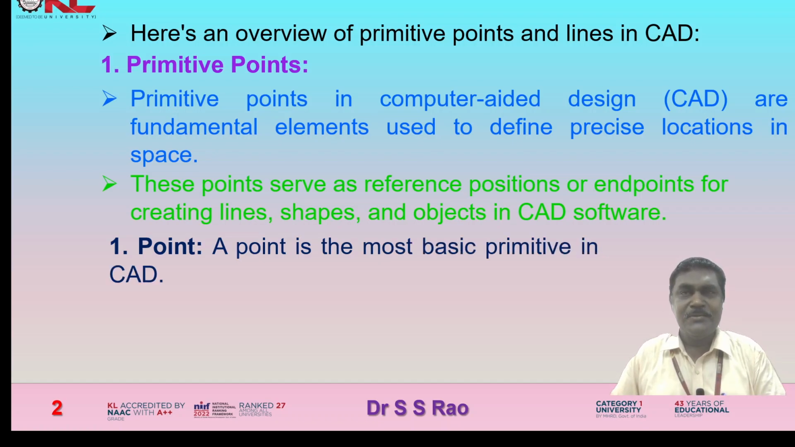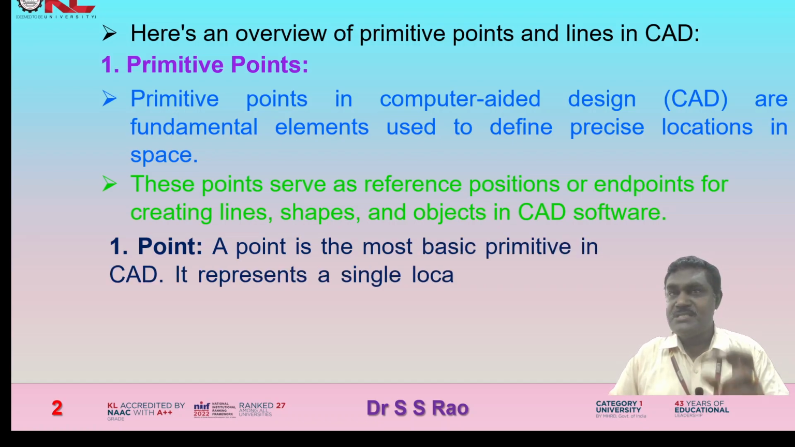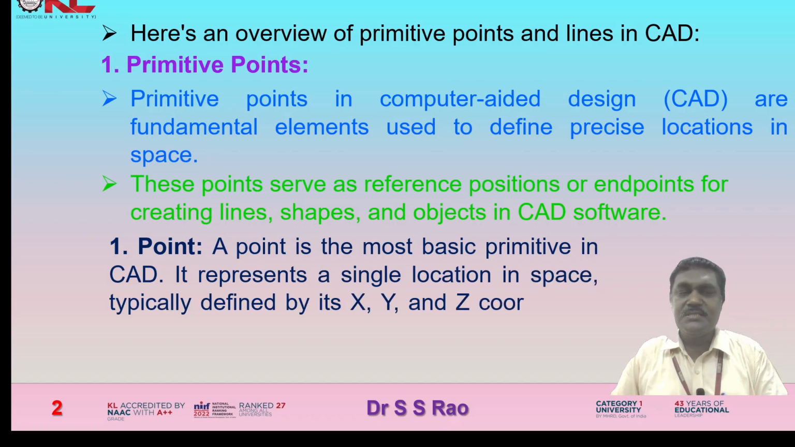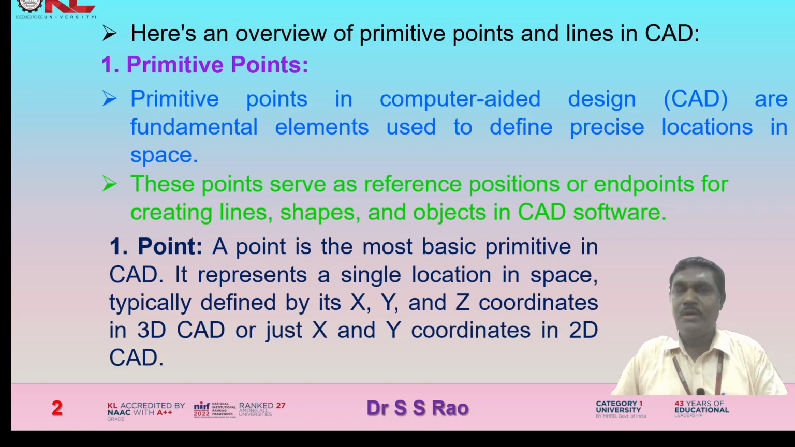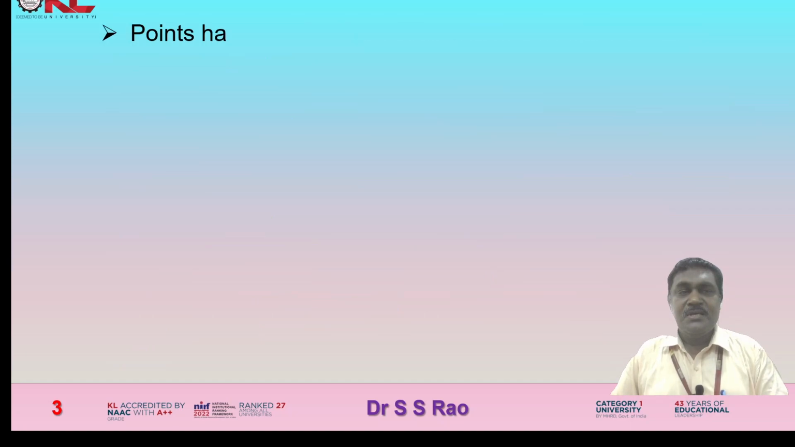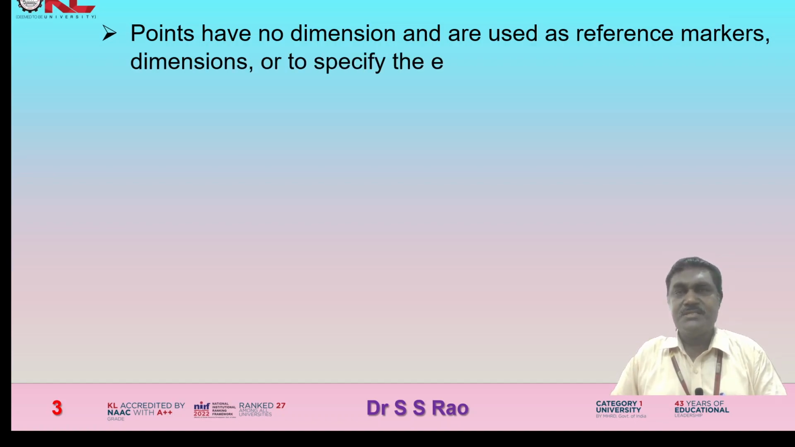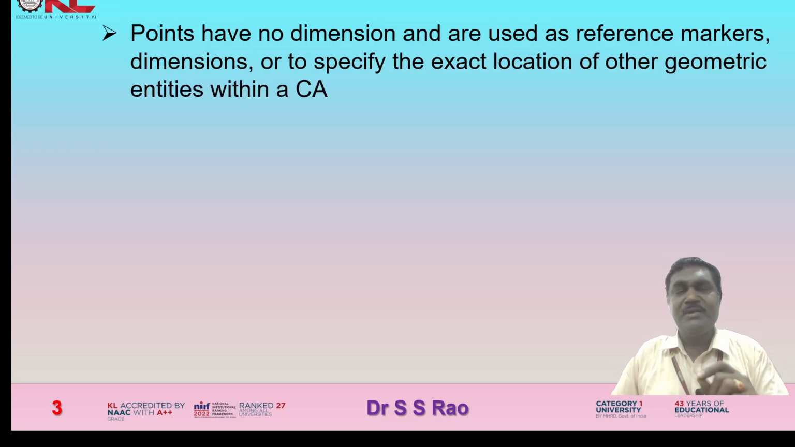What is a point? A point is the most basic primitive in CAD. It represents a single location in space, typically defined by its x, y and z coordinates in 3D CAD or just x and y coordinates in 2D CAD. Points have no dimension and are used as reference markers to specify the exact location of other geometric entities within a CAD model.